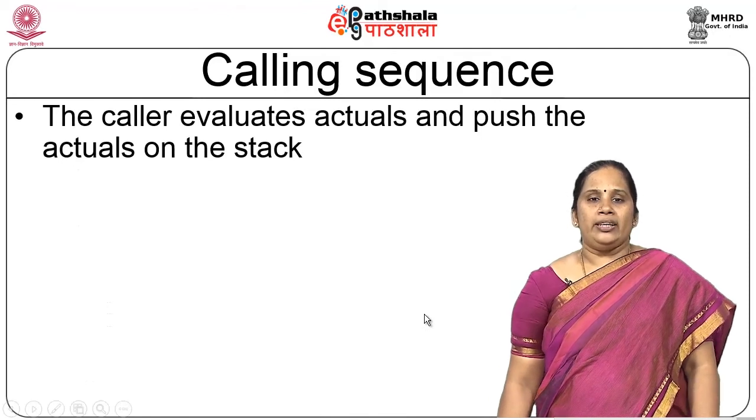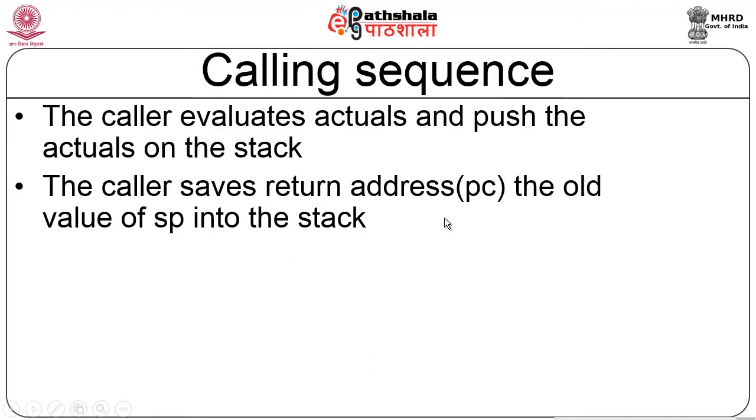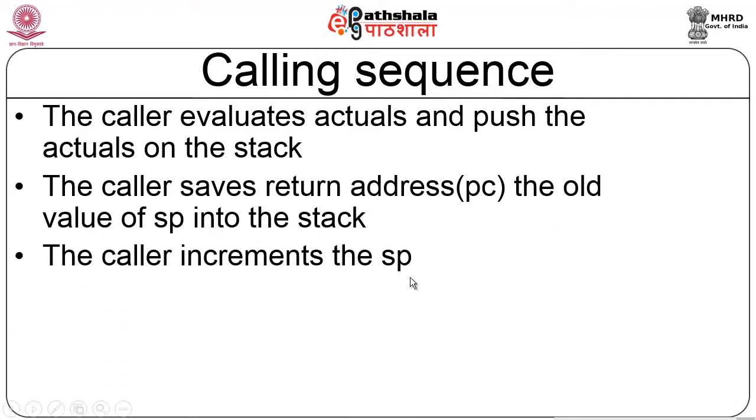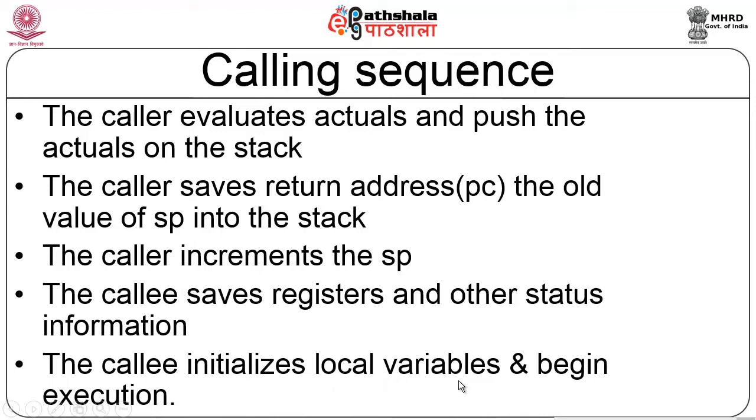The caller evaluates actuals and pushes the actuals on the stack. The caller saves the return address and the old value of the stack pointer into the stack, and the caller increments the stack pointer. The callee saves registers and other status information, and the callee initializes local variables and begins execution. This is what we have just now seen.